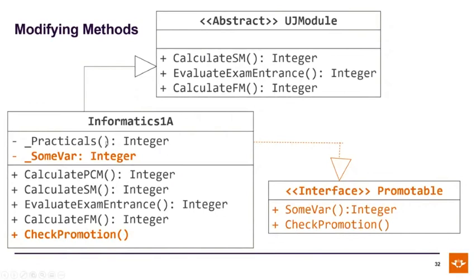Other modules that would implement this would be Computer Science 1A and Informatics 100. They would implement the promotable functionality because there are very few modules that have the promotion ability. So it's not something that every class would get. Only certain classes would obtain this functionality, and those classes need to implement it because they are both UJ module and promotable. So they need the extra functionality. Does that kind of make sense?